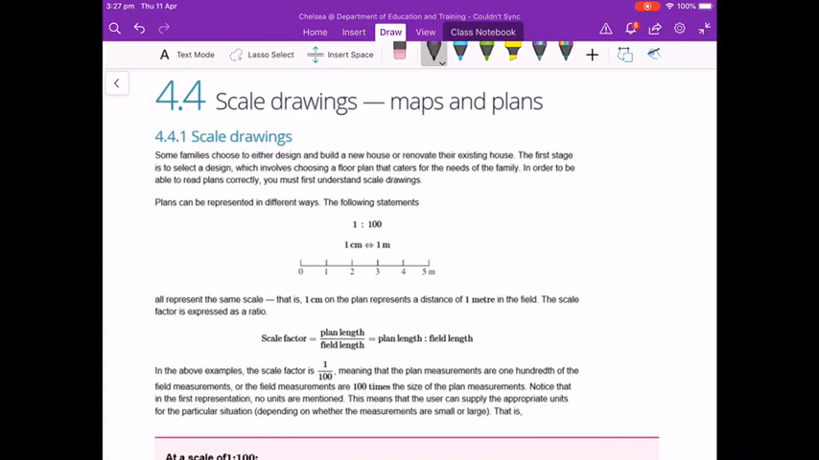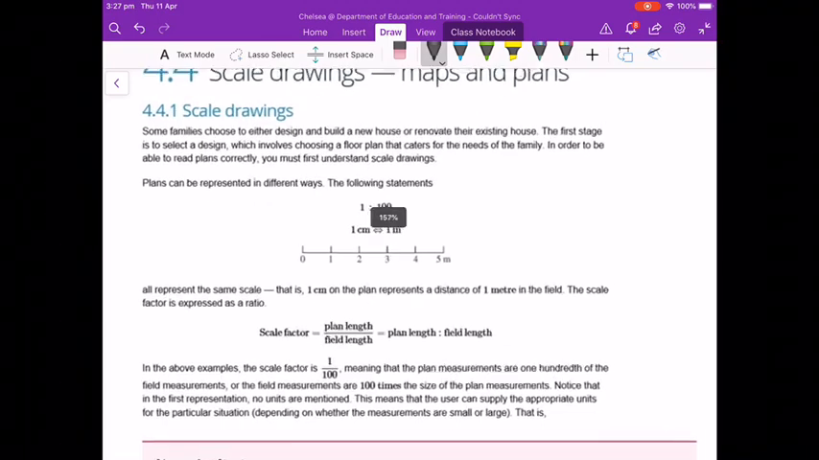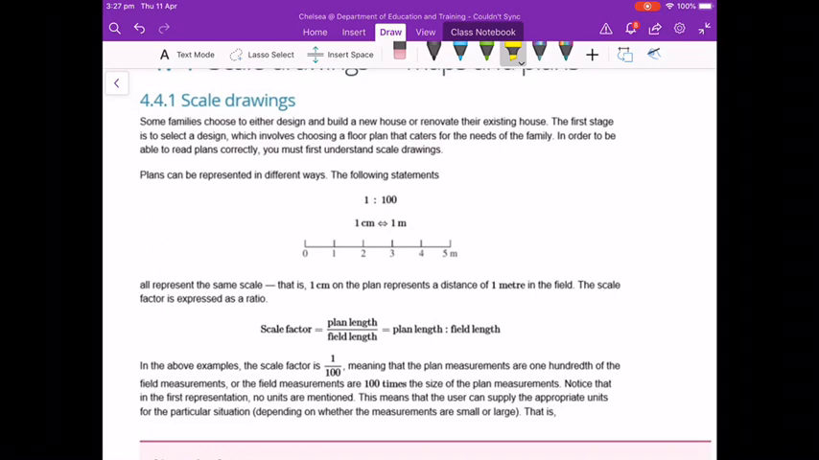So plans can be represented in different ways, and these are 3 different ways to represent the same piece of information. And what that information means is for every 1 on the scale, it is actually 100 in real life. So for every centimetre on the grid, it is actually 1 metre in the field.